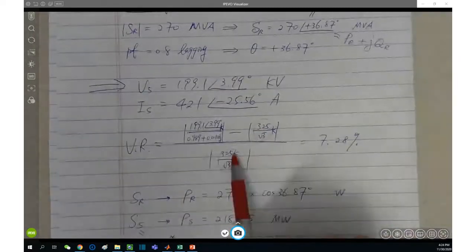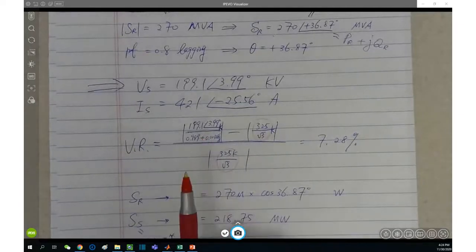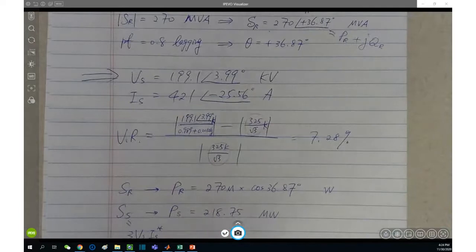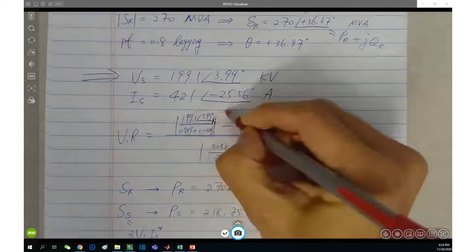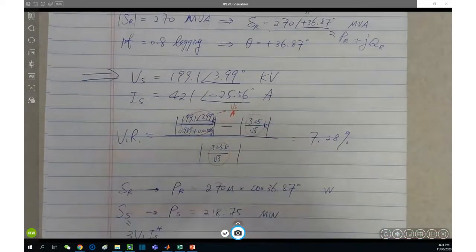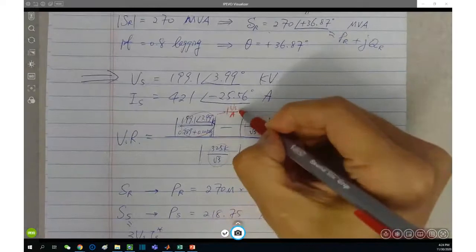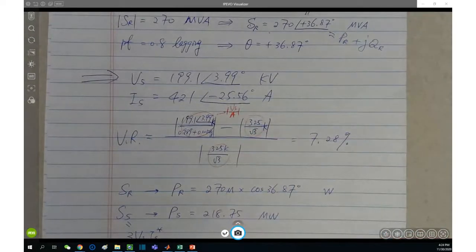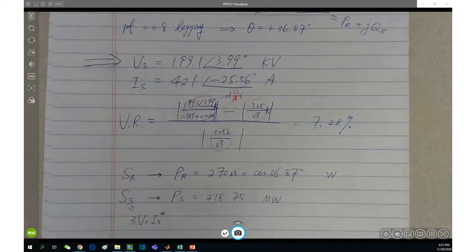Therefore, this is easy. How to find the VR no load then? Anyone remember how we find the VR no load? It was VS divided by A. Correct, magnitude. Very good. VS divided by A. Of course, the magnitude of it is to be used in this equation, right? VS divided by A. And then we got the voltage regulation, 7.28%.